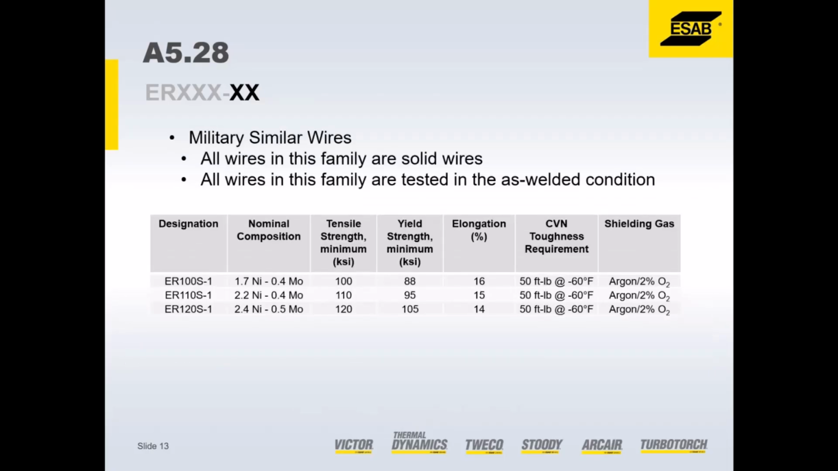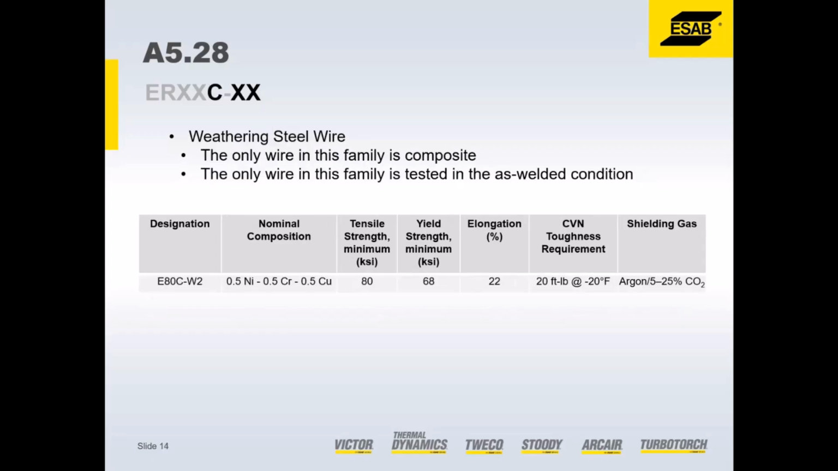Here are some wires that are listed in AWS, but they're typically military wires. They're for welding on HY steels, so high strength steels for ship hulls. Weathering steels, we typically don't see these in solid wire. These are more of a cord wire product, and you'll see that it's alloyed with chrome and copper to give it that weathering characteristics.